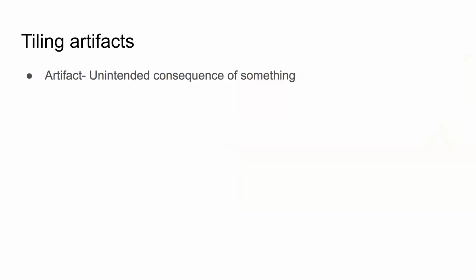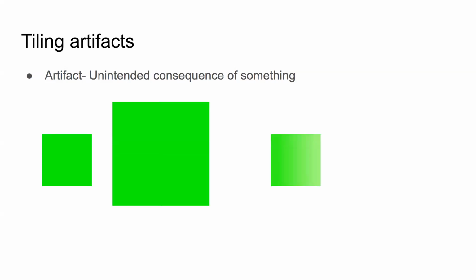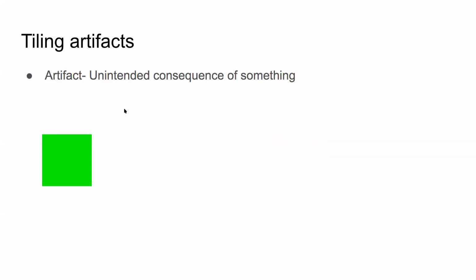So tiling artifacts, and an artifact is an unintended consequence of something. So suppose we have a green square, a perfect image for tiling. We can easily tile this, just repeatedly paste the image next to each other. And you can get this, here, let me go back. There was supposed to be an animation.